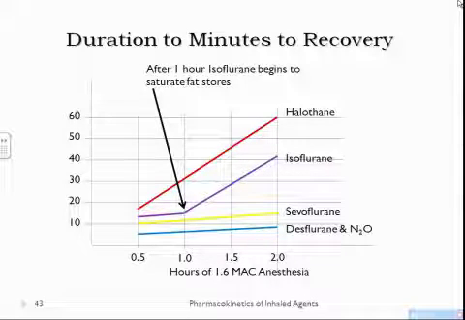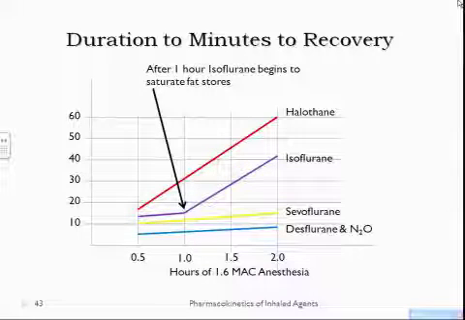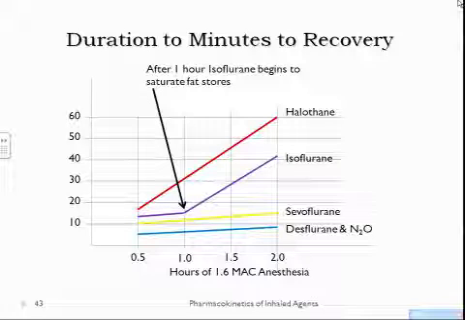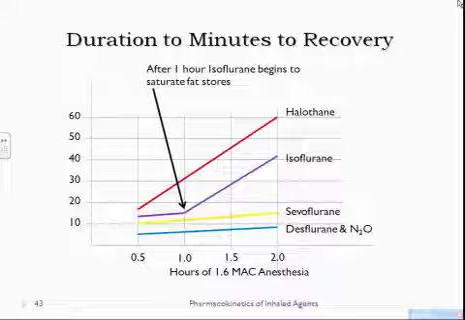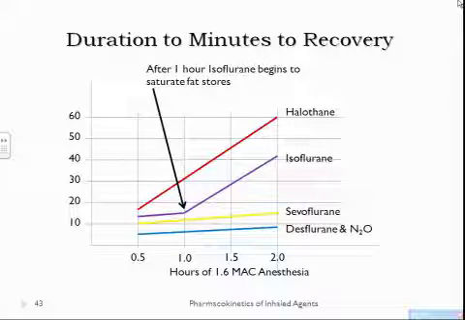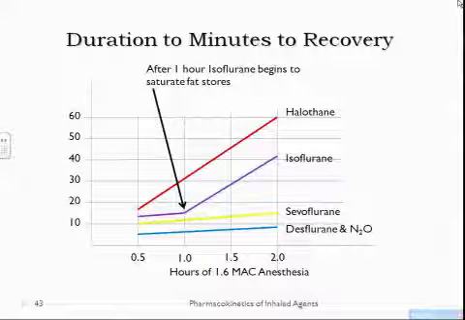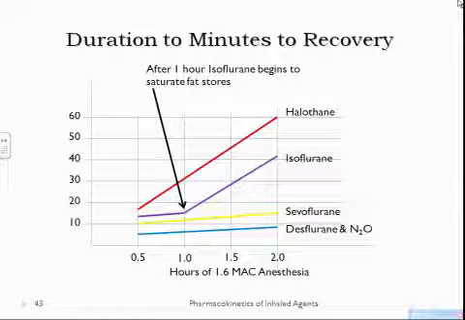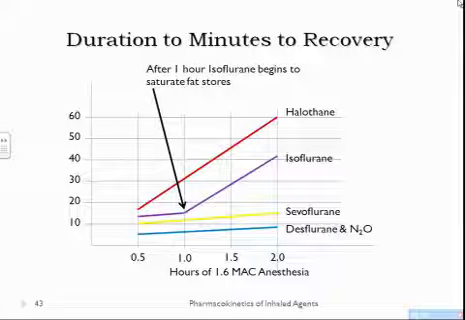Look how it actually changes your actual time for emergence with that. Does it increase over time? Yes. So there's a little bit of accumulation, but it's not as bad as the other agents. Look at isoflurane. Okay? If you give it more than 1 MAC hour, okay, then you can see that you concentrate the effect, and it takes up to 40 minutes to start waking somebody up. Okay, so after 1 hour, isoflurane really begins to saturate in fat stores.